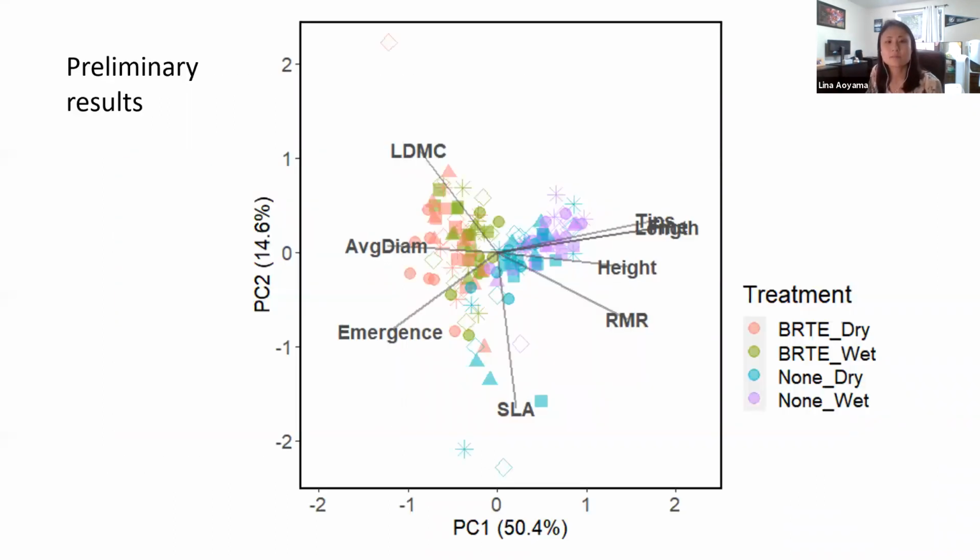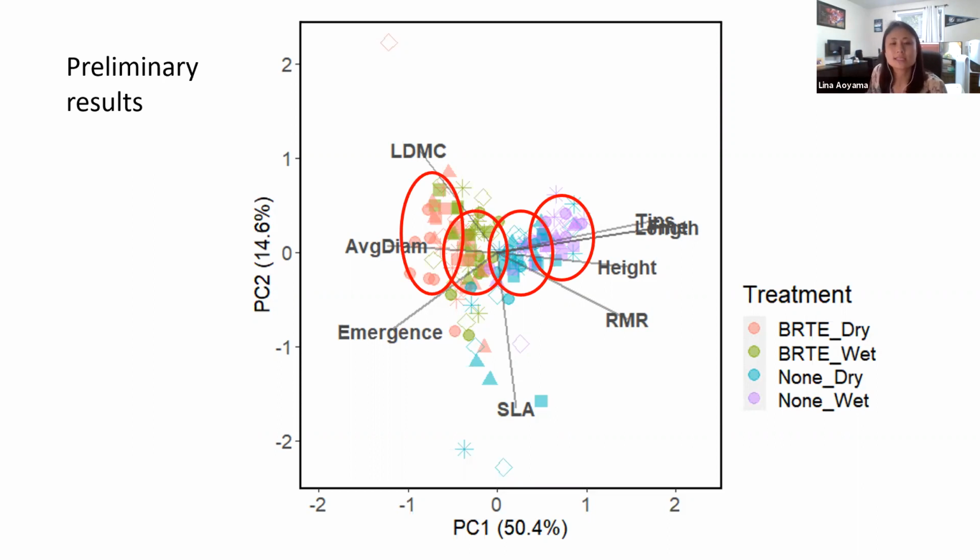And I have some preliminary results to share from my greenhouse study that I did last year. I grew native grass in competition with cheatgrass in a wet and dry condition. And this is, again, the same PCA graph that I showed earlier, but these are seedling traits. And I color-coded the different treatments, the legends on the right side.